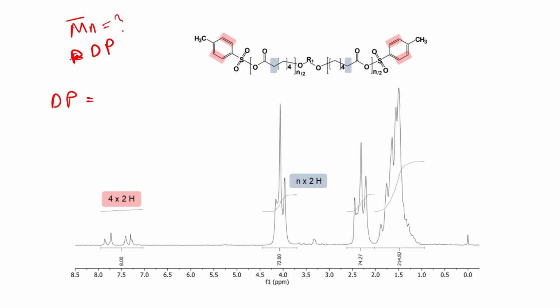Right. So 72 is... how do we get that? Because the end group here we are seeing we are having 4 into 2, means 8. So two terminal or two end groups are there which are similar. In total we have 8 protons.